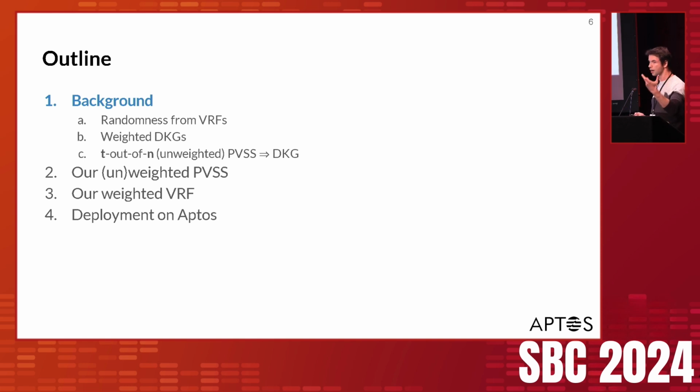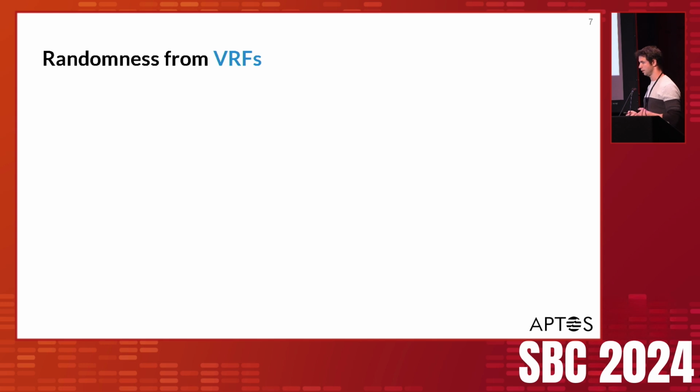So how do we get an unweighted PVSS? How do we weigh it? And then how do we get a weighted VRF? And lastly, I'm going to mention a few things about the deployment of this randomness feature on the Aptos network.